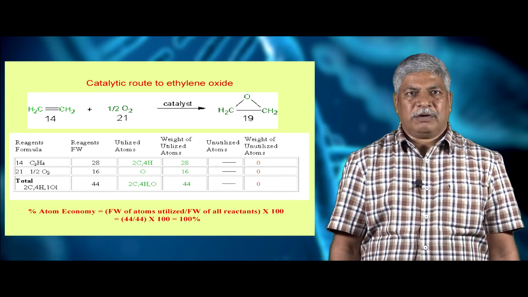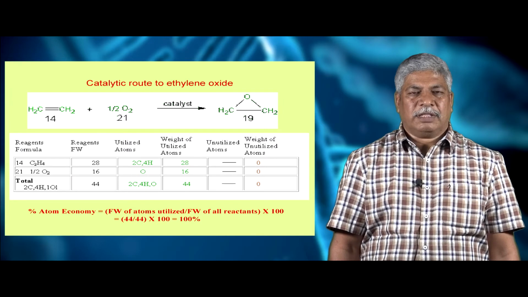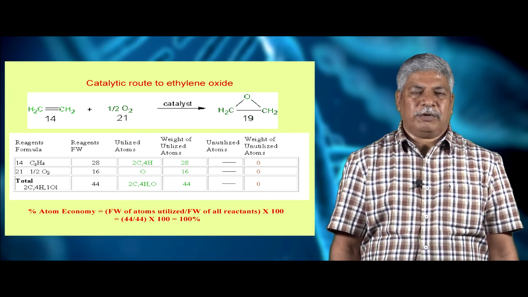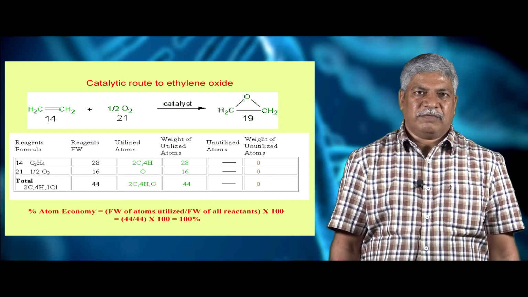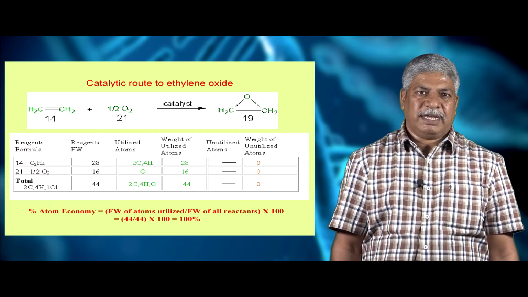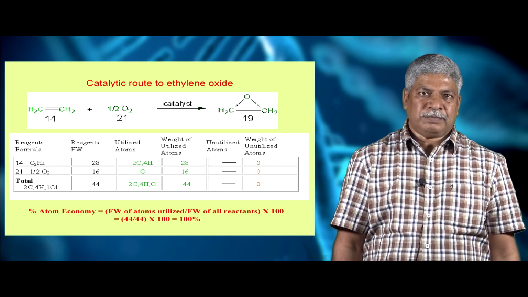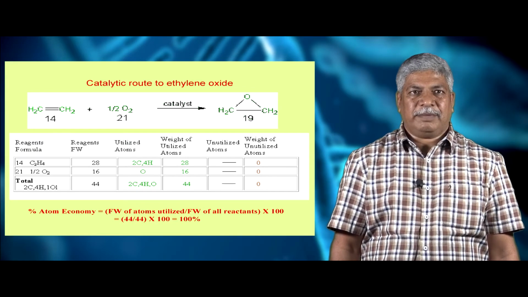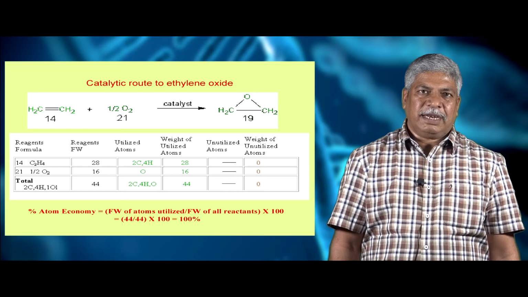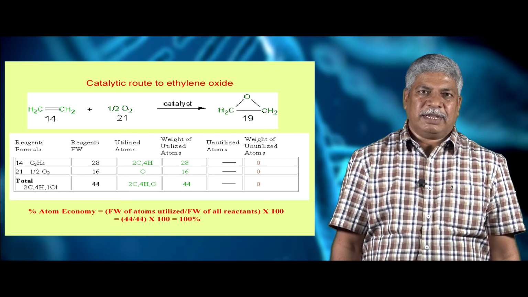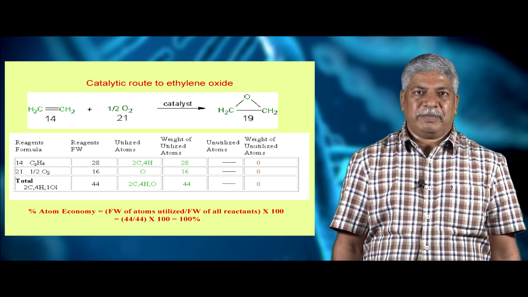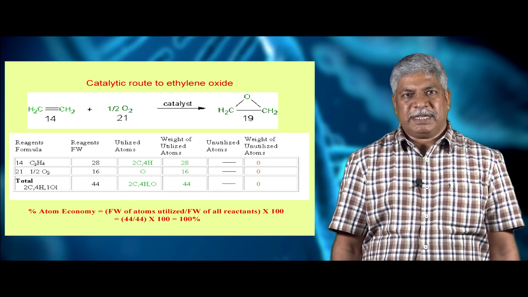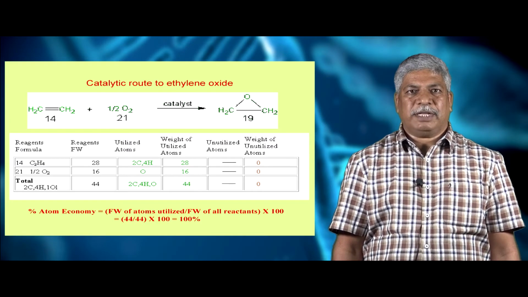So the formula weight of all the reactants is 44. The formula weight of the product is 44. So the atom economy is 44 divided by 44 into 100, which is equal to 100%. If we evaluate these two methods, that is the chlorohydrin method and the catalytic route method, the catalytic route method to form ethylene oxide is much more efficient than the previous method. Where the atom economy is 100%, no waste is generated in this reaction. That means we need not bother about polluting the environment.